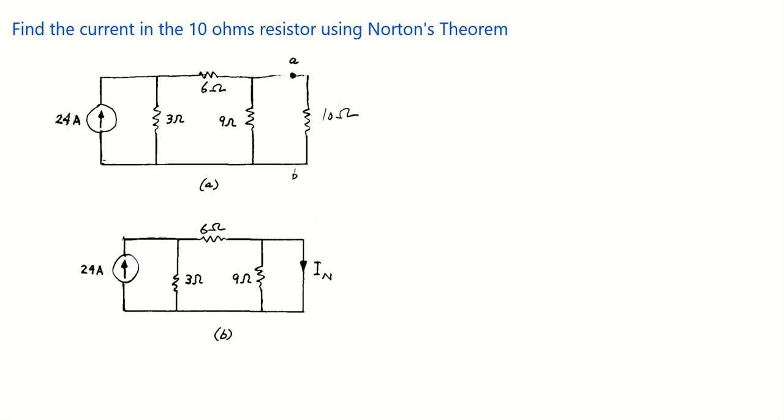In this video, I'm going to solve this question I have on the screen. So the question says we should find the current in the 10 ohms resistor using Norton's theorem. So let's look at how you are going to solve this question.